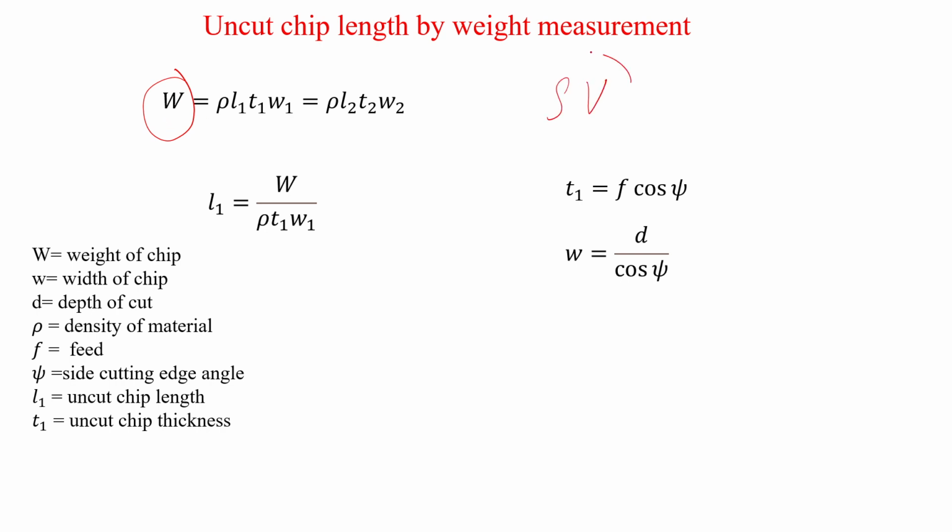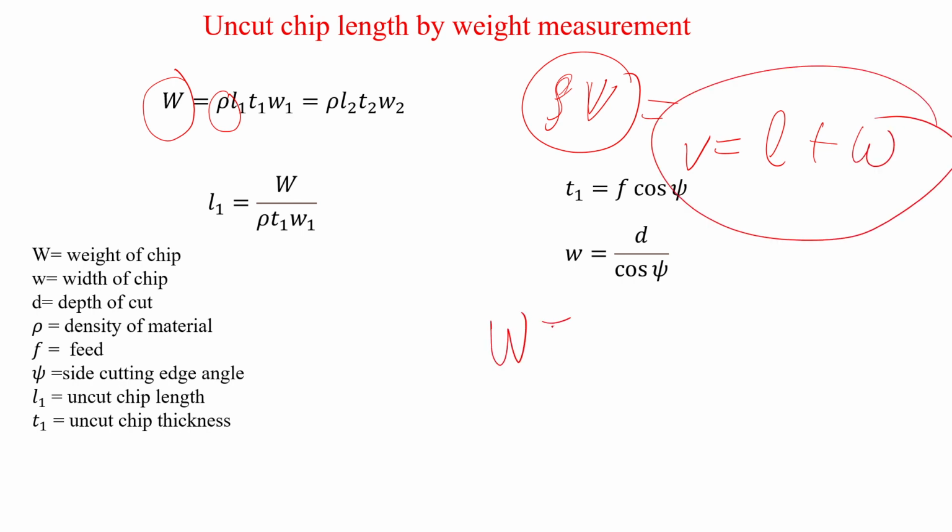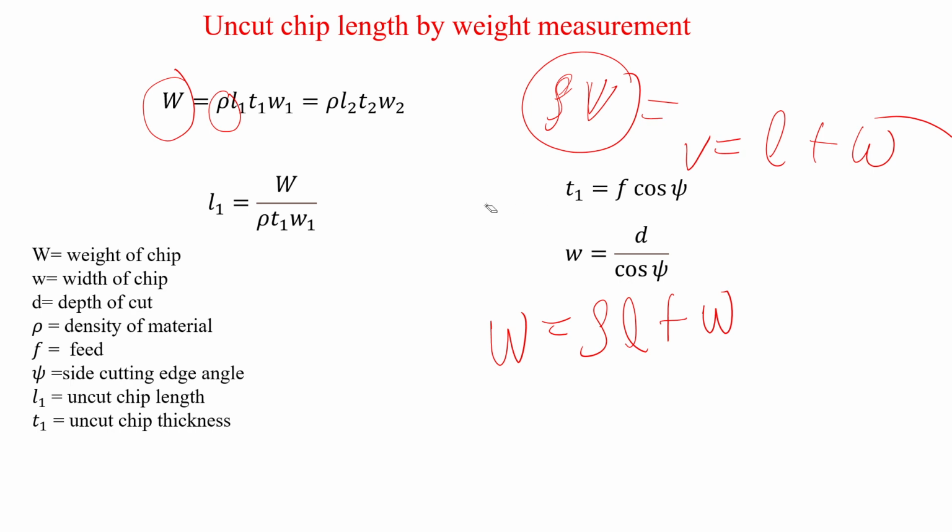Density into volume. Density is rho, and for volume we have length, thickness and width. So weight is equal to rho L T w, where rho is the density of the material, L is the length which we need to find, T is the uncut chip thickness, and small w is the width of the chip.